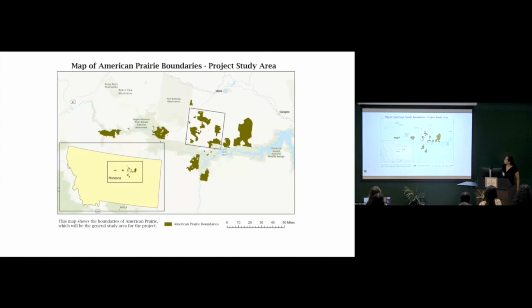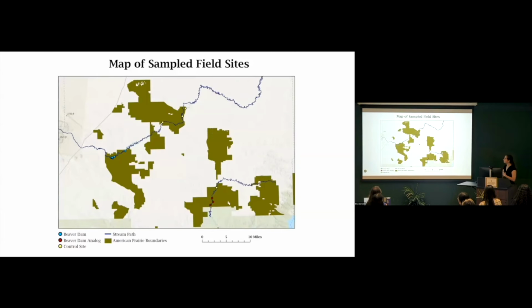So here you can see a map of the American Prairie boundaries, which is where I was doing the field study, and that little black rectangle up there is exactly where I was doing my surveys. And then here's an up-close map of where exactly the sites were. I surveyed 12 different sites. The blue dots on the bottom left are the beaver dam sites. The bottom right, the red dots are the beaver dam analog sites. And then the top left and bottom right are my control sites that had neither of those.